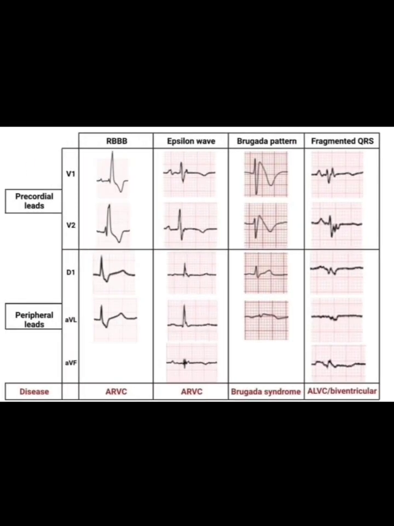If you see right bundle branch block in precordial leads V1, V2 with peripheral leads in D1, AVL, and AVF, there is a chance of ARVC. If you see epsilon waves in precordial leads or in peripheral leads, this is ARVC. Brugada pattern is seen in precordial leads mainly. Fragmented QRS is usually seen in ALVC or biventricular cardiomyopathy.